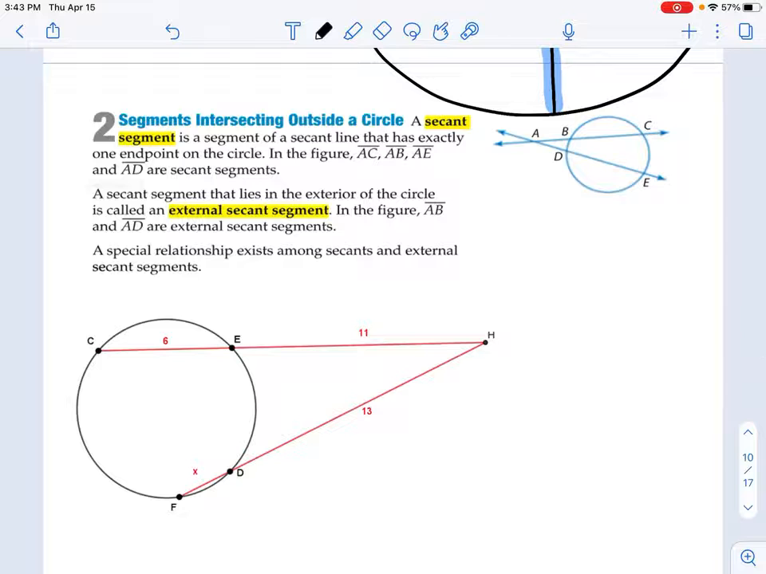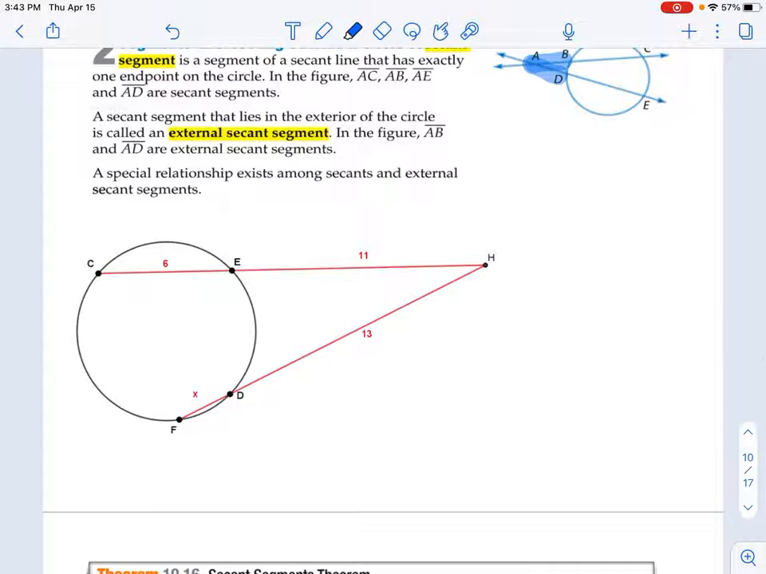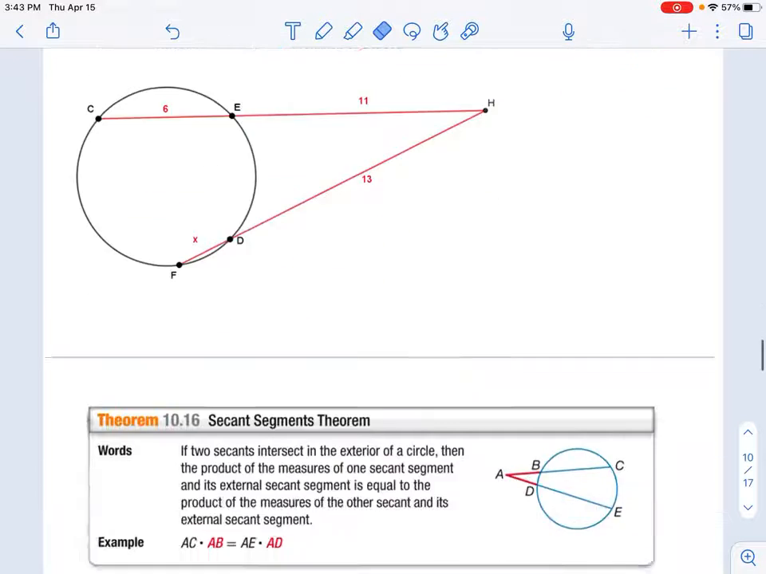So now we are moving on to two segments intersecting outside a circle. A secant segment is a segment of a secant line that has exactly one endpoint on the circle. So AC has one endpoint on the circle. True, B goes through the circle, but it's not an endpoint. AE, same thing, endpoint E. AB and AD. Now, AB and AD are also called external secant segments because they are completely outside of the circle. So a special relationship also exists among these secant segments and external secant segments.